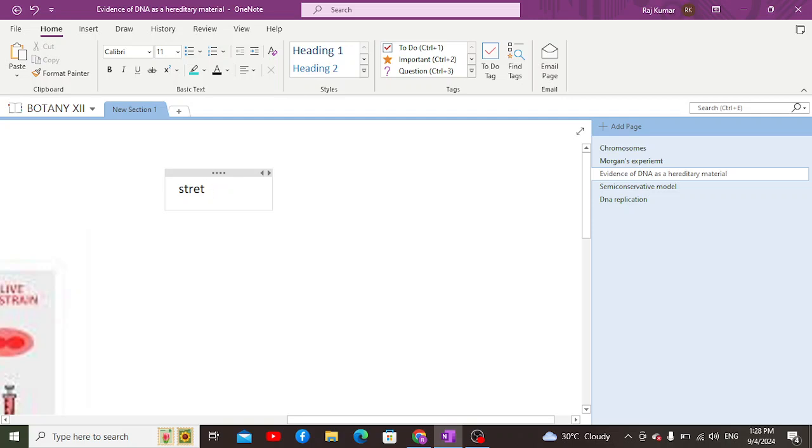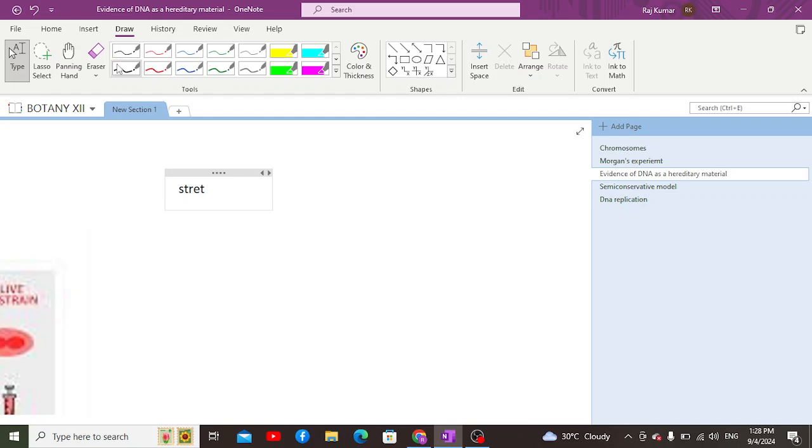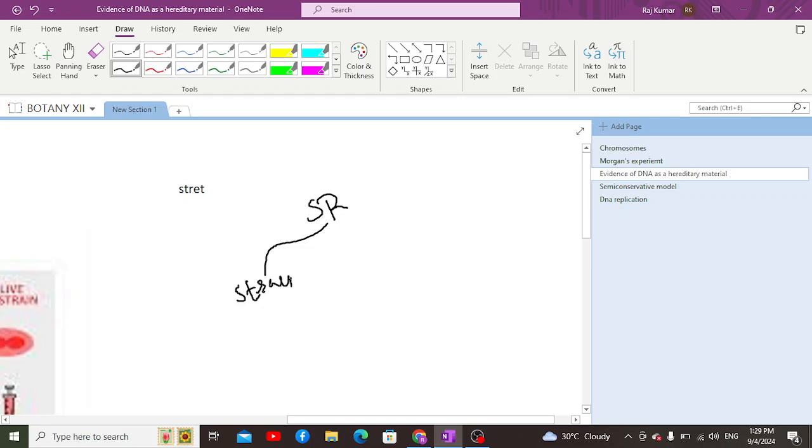Streptococcus pneumoniae has two major strains, which are known as the R strain and S strain.